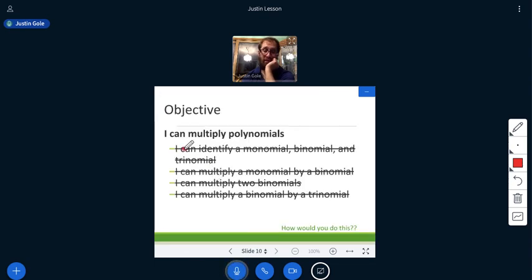So hopefully by now we can identify monomials, binomials, trinomials. We can multiply a monomial by a binomial, multiply two binomials, and multiply a binomial by a trinomial.